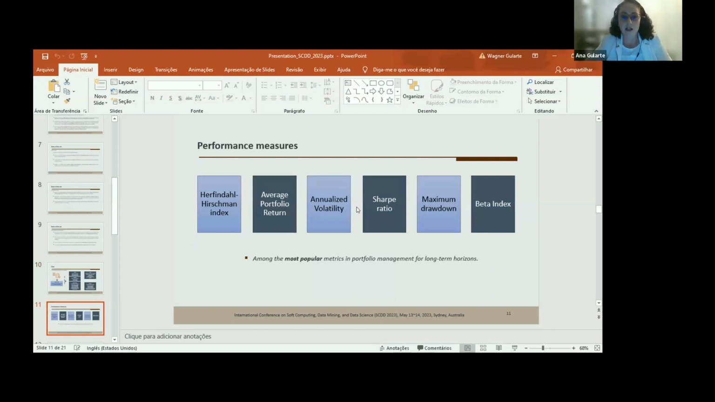Performance measures: Herfindahl-Hirschman index, average portfolio return, annualized volatility, Sharpe ratio, maximum drawdown, and beta index. According to the literature, these portfolio performance metrics are among the most popular in portfolio management for long-term horizons.